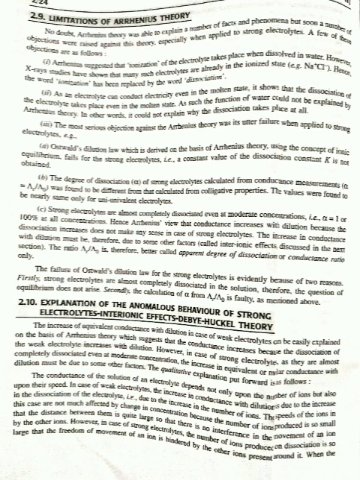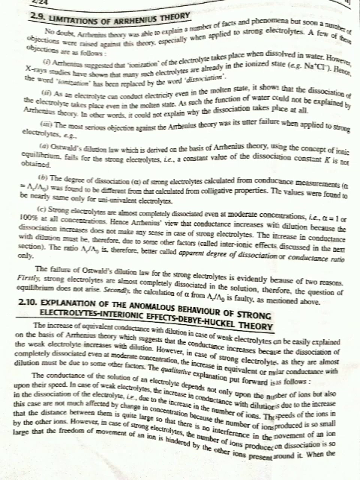Third, the most serious objection against Arrhenius theory was its utter failure when applied to strong electrolytes. Example A: Ostwald's dilution law, which is derived on the basis of Arrhenius theory using the concept of ionic equilibrium, fails for strong electrolytes, that is, a constant value of the dissociation constant K is not obtained. B: The degree of dissociation alpha of strong electrolytes calculated from conductance measurements, alpha is equal to lambda C upon lambda naught, was found to be different from that calculated from colligative properties.